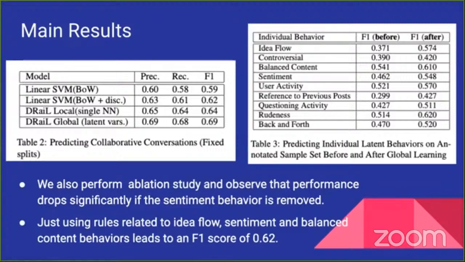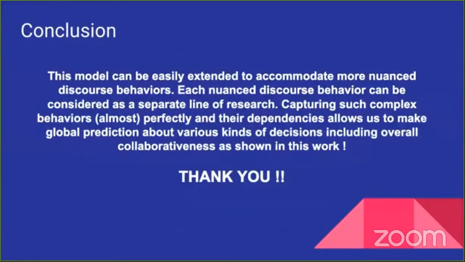We also performed a feature ablation study and saw that rules related to idea flow, sentiment, and balanced content behavior lead to an inference score of 0.62, which means that these 3 behaviors are crucial in determining the collaborativeness in a conversation. To conclude, this model can be easily extended to accommodate more nuanced discourse behaviors, and capturing such complex behaviors almost perfectly and their dependencies allow us to make global predictions about various kinds of decisions, including collaborativeness as shown in this work. Thank you.